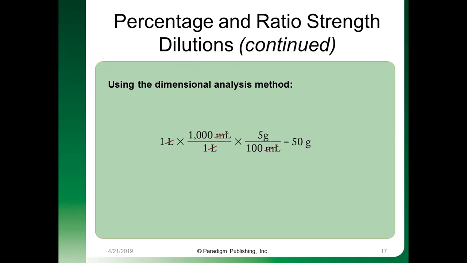So using dimensional analysis, we want to know grams, so that's what we're going to leave as the numerator. So 5 grams over 100 mLs times, we want to cancel mLs, so we're going to put mLs on the top. So 1,000 mLs is equal to 1 liter. And then we have 1 liter. So liters cancel, milliliters cancel, and we're left with grams. So 1 times 1,000 times 5 divided by 100 gives us 50 grams.